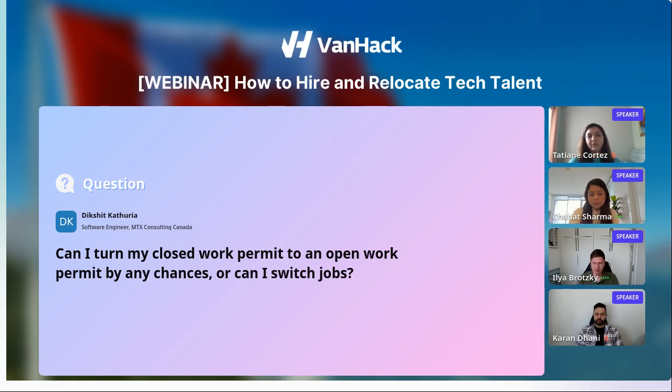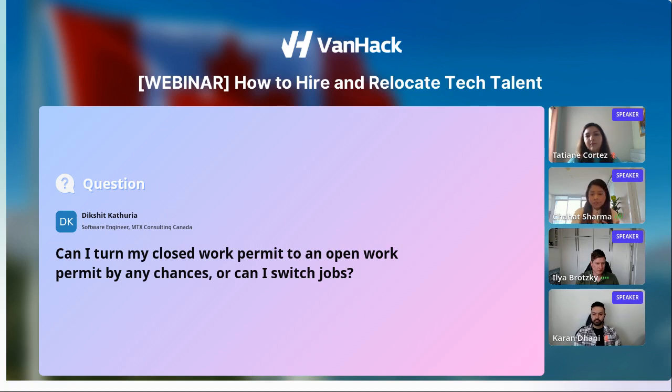How does that work? So for switching jobs, this applies to any worker who's on a work permit, and for an LMIA, it's always a closed work permit. So first, it cannot be changed to an open work permit. It's always going to be a closed work permit because it's LMIA, tied to a company in a specific job role. Whereas for switching companies, they would always need an LMIA to work inside Canada.